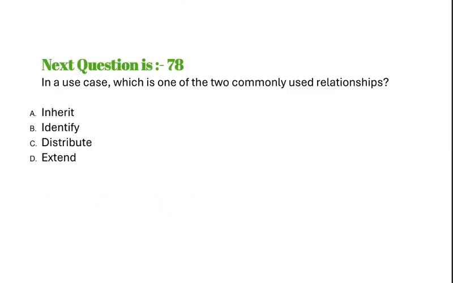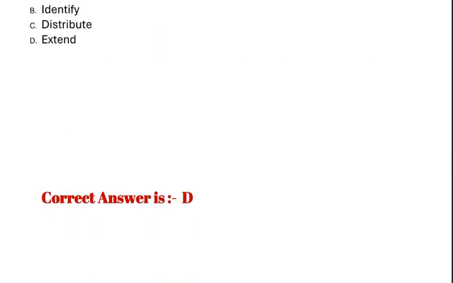Question is, in a use case, which is one of the two commonly used relationships? Option A, inherit. Option B, identify. Option C, distribute. Option D, extend. Correct answer is option D.